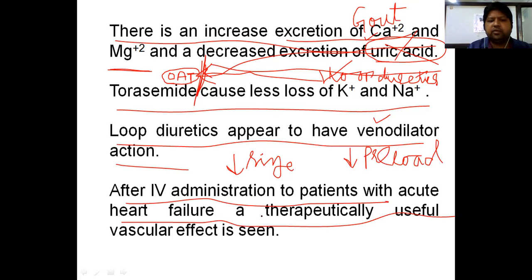After IV administration to a patient with acute heart failure, a therapeutically useful vascular benefit is seen. If the heart size is normal, with a single contraction it can efficiently pump the blood. But if the heart is abnormally enlarged, then it fails to contract. That is what happens in congestive heart failure. So by diverting the blood from the ventricles to the veins, it is very helpful in reducing preload and in reducing the ventricular size of the heart.